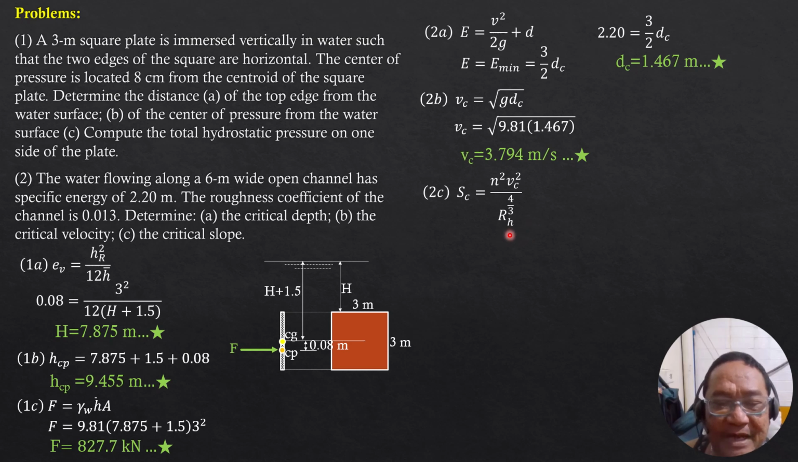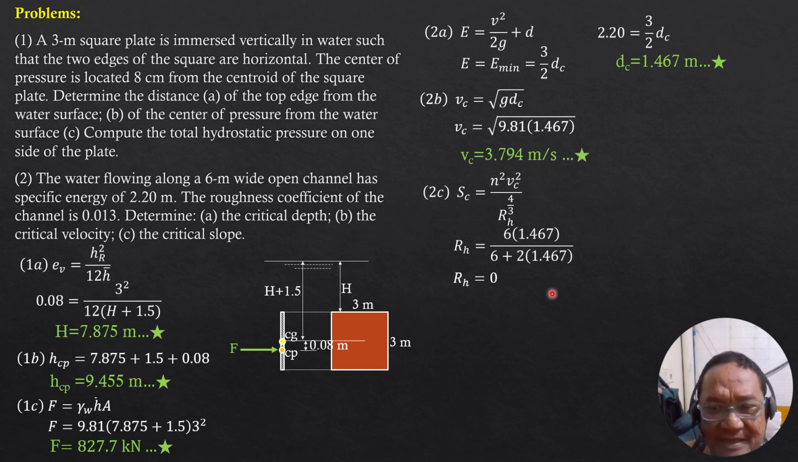So let's compute for the hydraulic radius, which is area over perimeter. For a rectangular section, area is 6 times critical depth, divided by the wetted perimeter, 6 plus 2 times critical depth. Area 6 times 1.467, wetted perimeter 6 plus 2 times 1.467, we will get 0.9852 meters. Then substitute here, V sub c is already known.